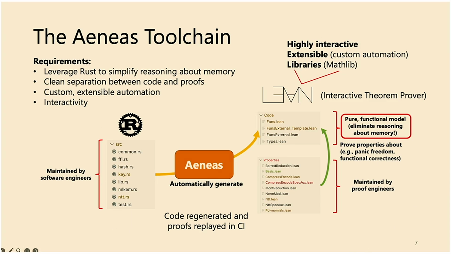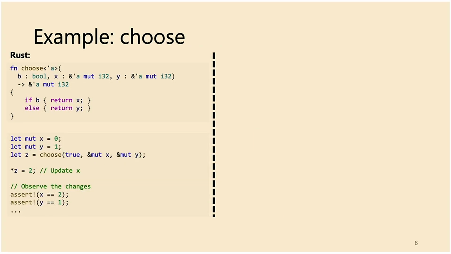Now let's dive a bit more into the technical details. So first of all, the big question is, what does this pure functional model look like? Because once again, on the left, I've got Rust code with, for example, mutable borrows and in-place updates. I'm going to show you this on this very simple example. So it's simple but slightly tricky because this choose function returns a mutable borrow, and the borrow it returns is not necessarily known statically. It depends on the value of the Boolean here, right? And I'm using it here.